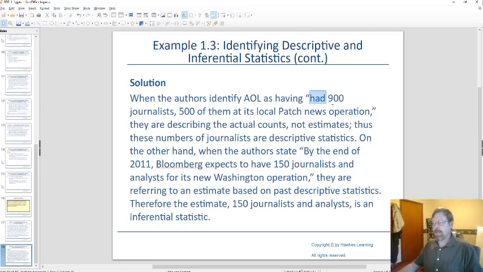So when we talk about how AOL had 900 journalists, 500 at a certain site, they're describing the actual counts. They're things that we know, so they're descriptive statistics. The other one, the keyword to see there is it expects to have 150 journalists, so they're making an estimate, probably based on some past statistics that were cut out of the excerpt, so we don't see. So that's an estimate, so it's an inferential statistic.